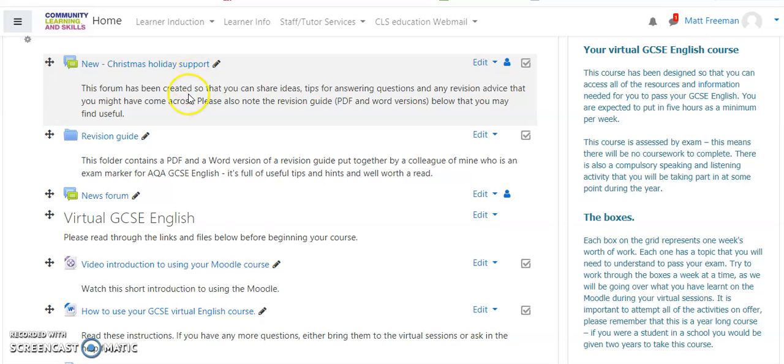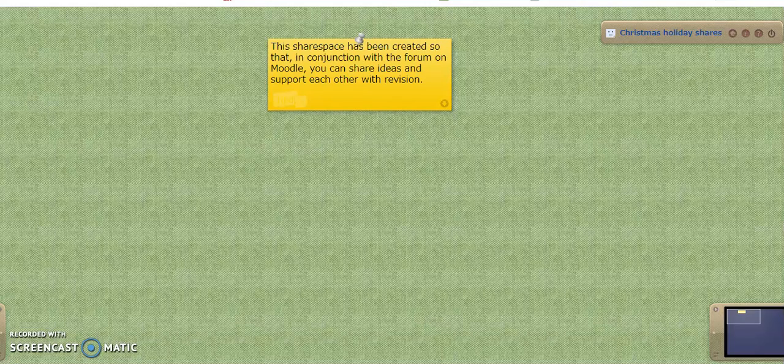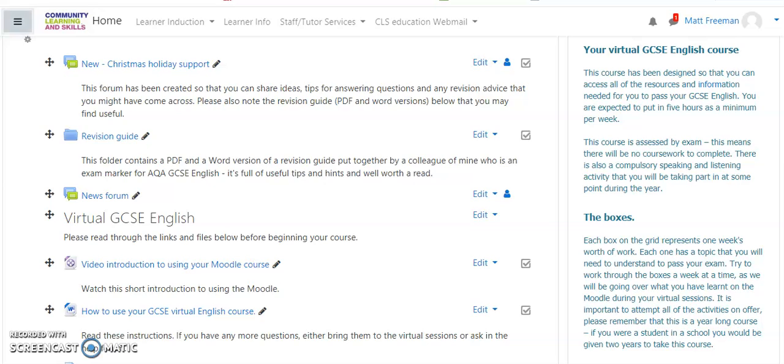And I'll also be sending out a link to this, which is a share space that I've specifically put together for over the Christmas period. So you can use that and you can stick post-it notes up there, have a look at each other's work, etc. if you wish to do so.